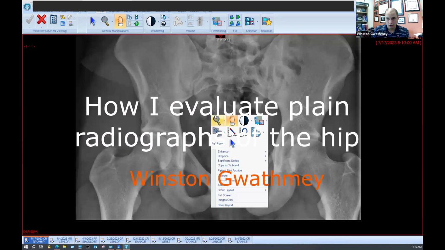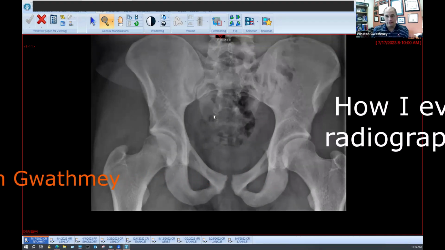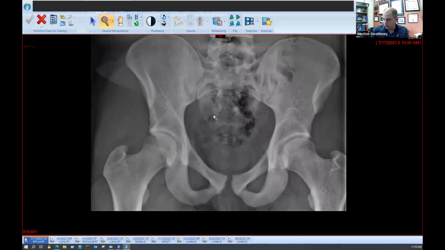Okay, we are up and running. So I'm going to try and go through how I look at this X-ray of a young, non-arthritic hip. PACS can be a very powerful tool if you know how to use it.